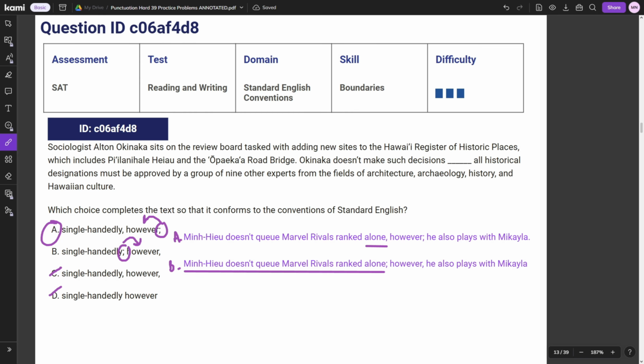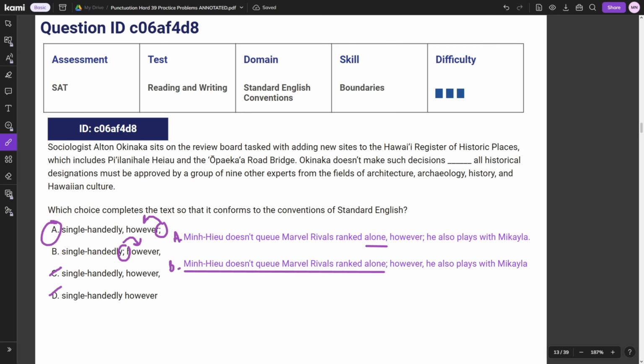Now let's look at our second example. Minh-Hieu doesn't queue Marvel Rivals ranked alone. However, he also plays with Michaela. So we know that the semicolon comes before the transition word, which means that the idea that's being modified is going to be that entire clause, that entire sentence that comes before the semicolon. And now, since it's no longer just one word that's being modified, it's that entire section before the semicolon that's being modified, we're going to use our transition word to change its meaning. And in this case, however, would be used to contrast something or contradict something.